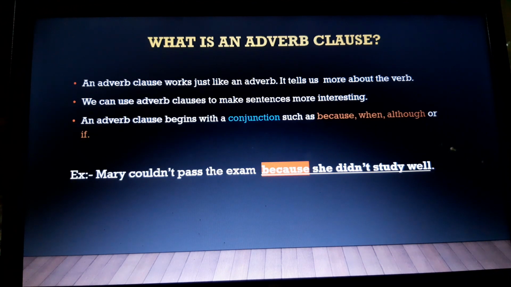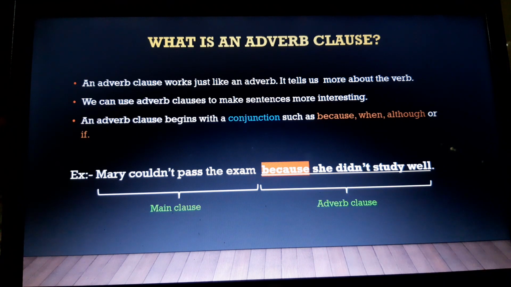Look at this example. Mary couldn't pass the exam because she didn't study well. In this sentence, Mary couldn't pass the exam is the main clause, and because she didn't study well is the adverb clause. The adverb clause explains why Mary couldn't pass the exam. And notice that the adverb clause begins with the conjunction because.